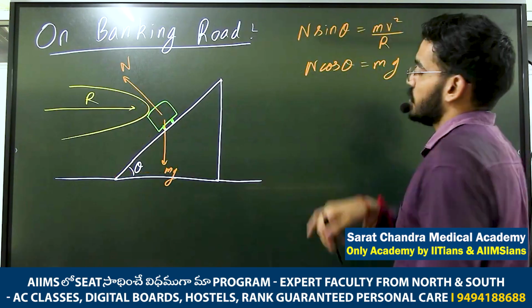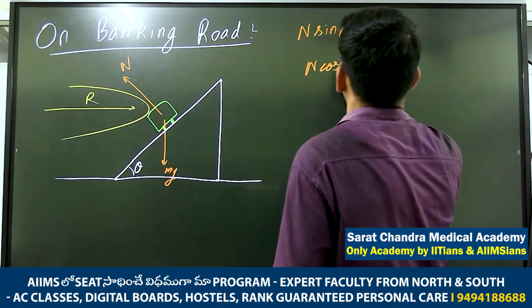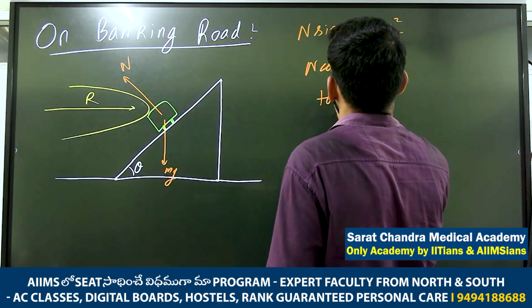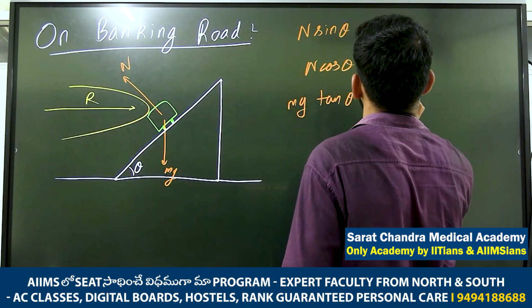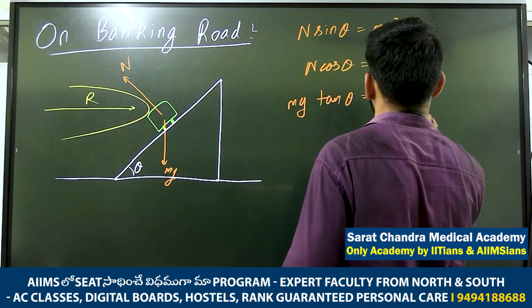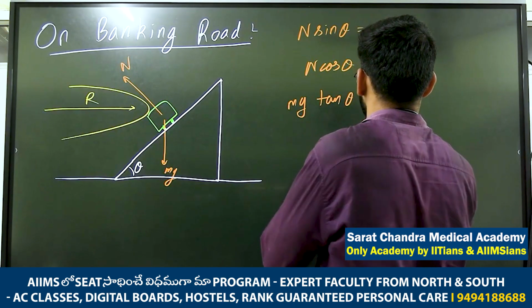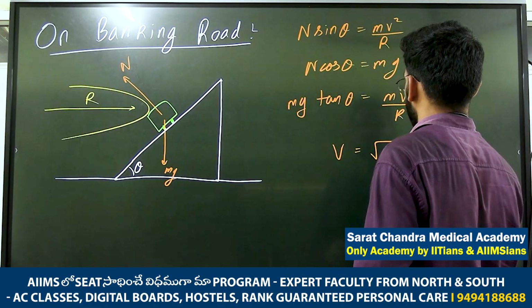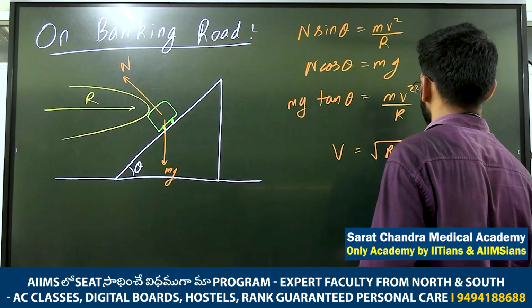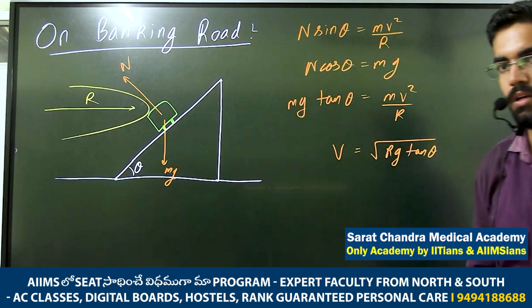Okay, divide both of them. Divide what came? Tan theta. So mg on this side, multiply. mg tan theta is equal to mv square by r. From here, v came how much? Under root rg tan theta. Right? Okay.